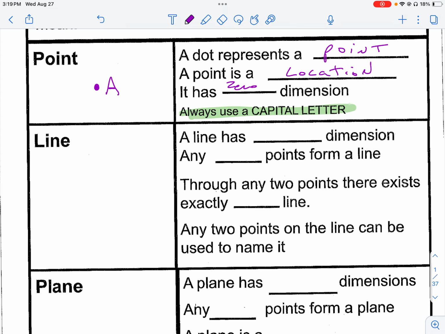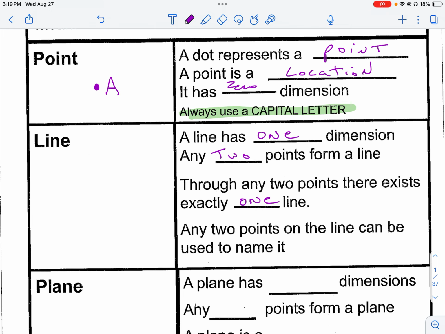What other things, you asked? Well, things like a line. A point has zero dimension, but a line has one dimension. And any 2 points form a line. So if I have 2 points, I have a line. And if I have any 2 points at all, there exists exactly one line. One line and only one line exists that connects those 2 points.